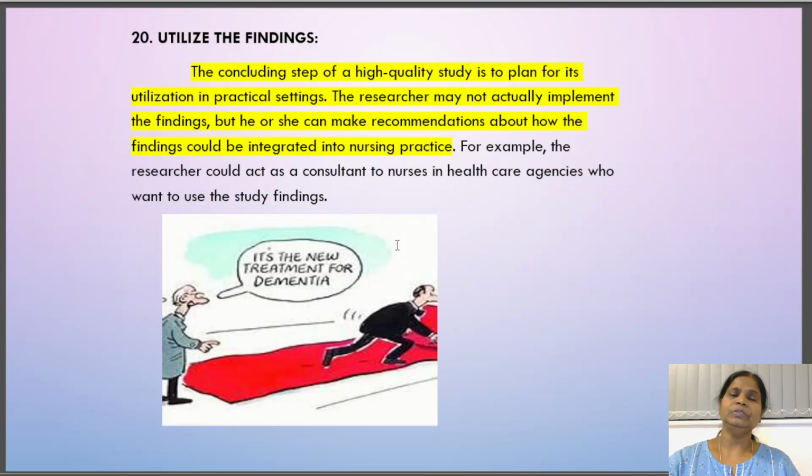So the 20th step, and this is the final step, is to utilize the findings. Once the findings are communicated, you should also have a plan for the study you have done and whatever findings you have got. We said there are 3 areas: nursing education, administration, as well as clinical areas. How the study can be useful.